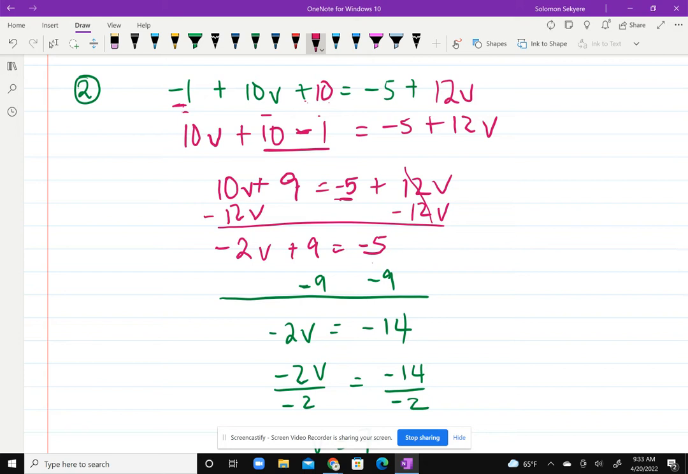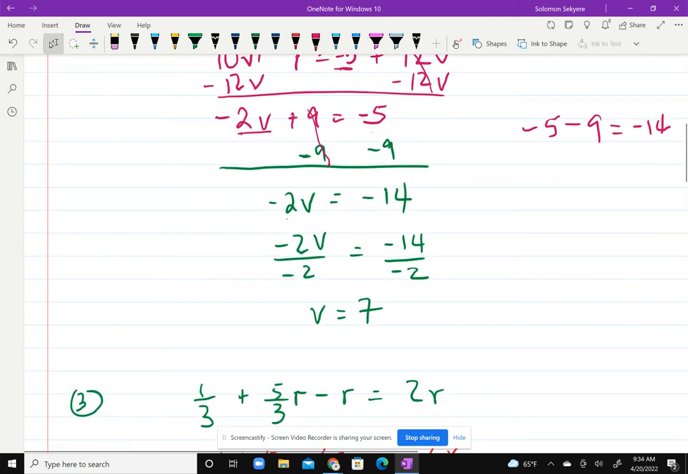What do I do again? I have two terms on the left, one on the right. I group like terms. You see the 9 and the negative 5, those are like terms. So I move that to the right: subtract 9 from both sides. I'll be left with negative 2v on the left side. Negative 2v equals, what is negative 5 minus 9? If you don't get your integers right, you're going to get the question wrong. It is negative 14. So negative 2v equals negative 14.